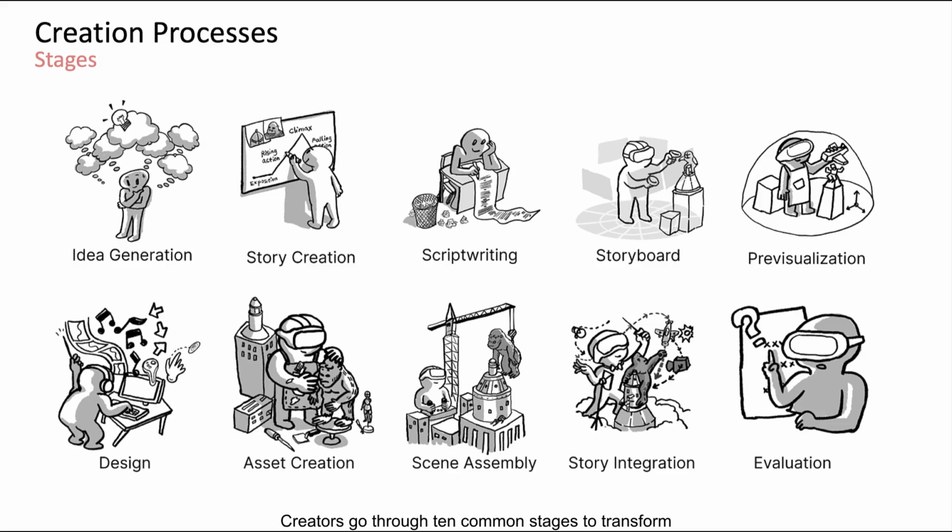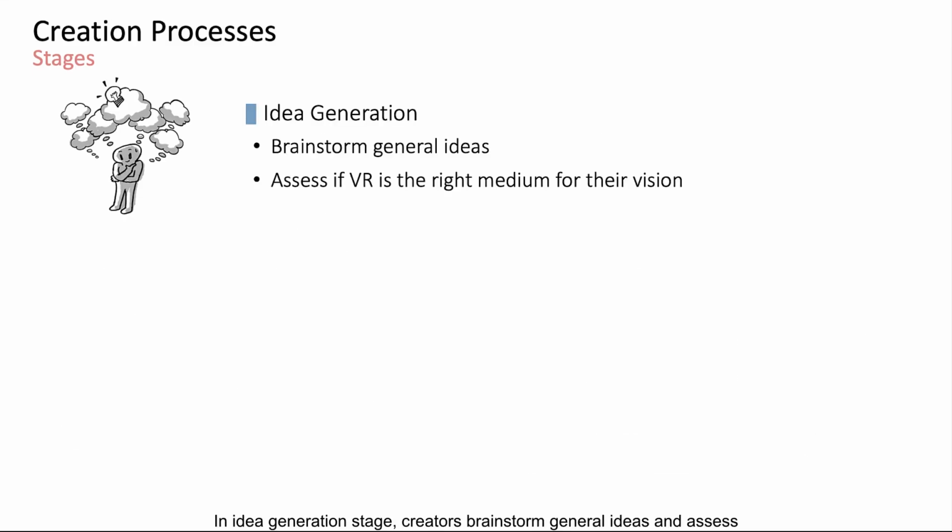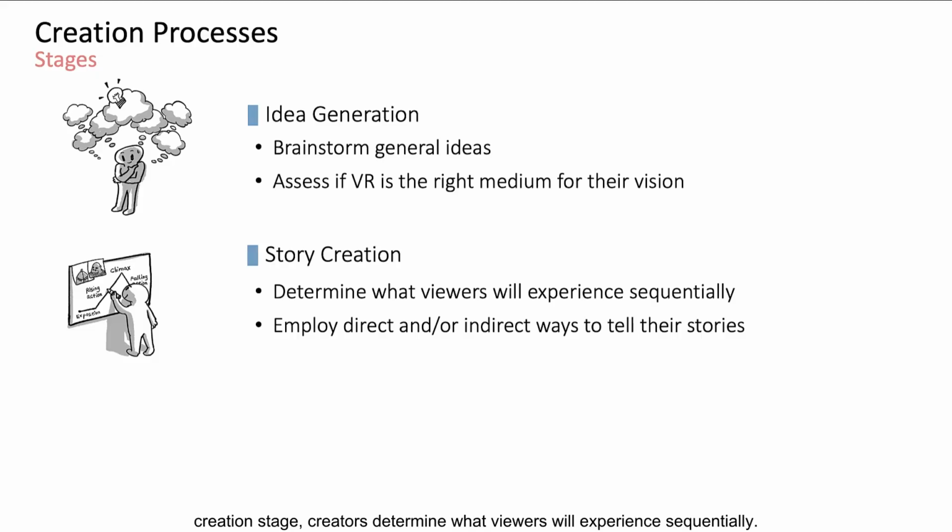Creators go through 10 common stages to transform their ideas into an animated VR story. In idea generation stage, creators brainstorm general ideas and assess if VR is the right medium for their vision. In story creation stage, creators determine what viewers will experience sequentially. They may employ direct and indirect ways to tell their stories.